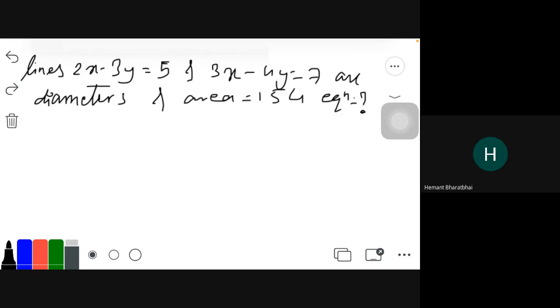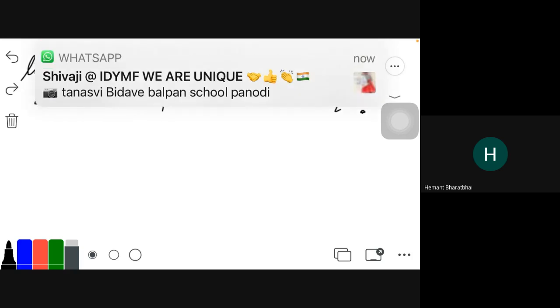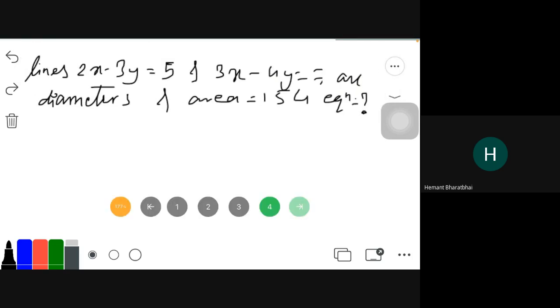So what are the different ways of finding the equation of a circle? One is the standard circle, second is the center radius form, and the third is the diameter form. In the diameter form, we knew the points. Here we do not know the points, so I will have to go by the center radius form. For the center radius form, I need the center as well as the radius.